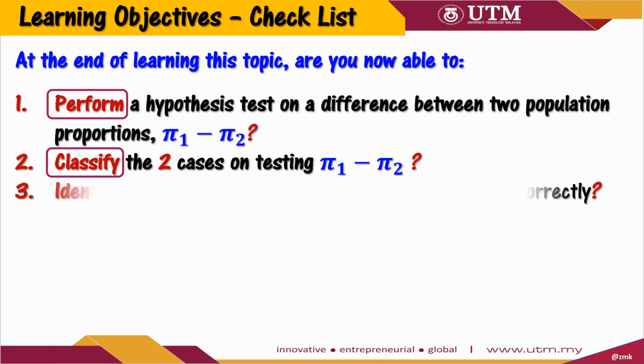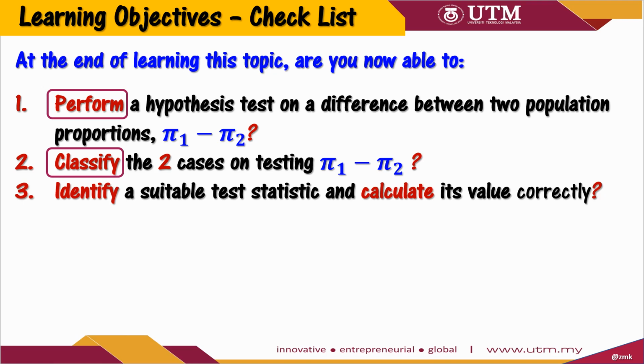Next, are you able to achieve the third objective, which is to identify the suitable test statistic and calculate its value correctly? Again, this third learning objective is related to the second objective. Although we have two cases, we only use a z-test statistic in testing the difference between two population proportions. We do not use other test statistics like t-test or chi-square test or F-test. But again, please choose the correct z-test formula either from case 1 or from case 2.